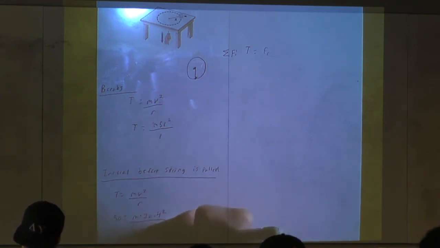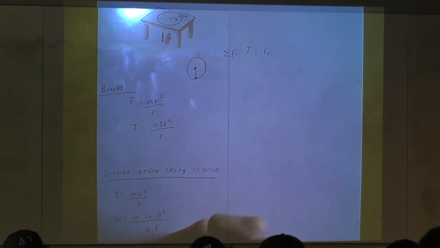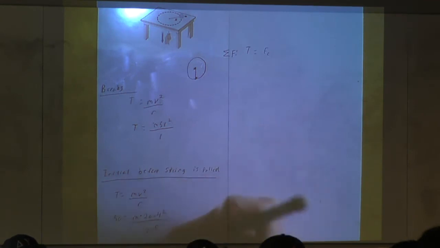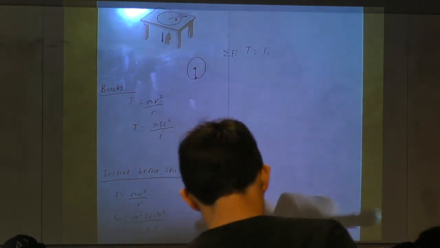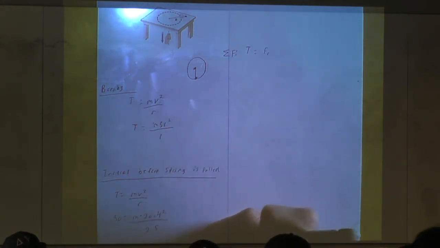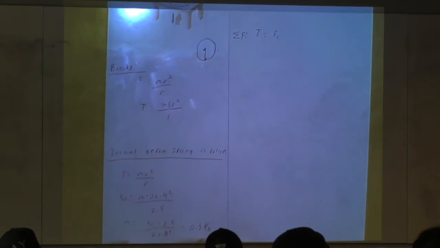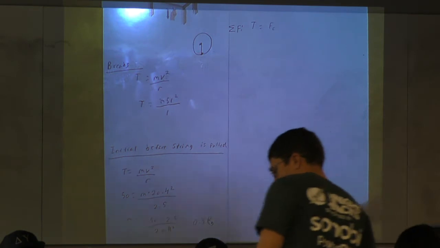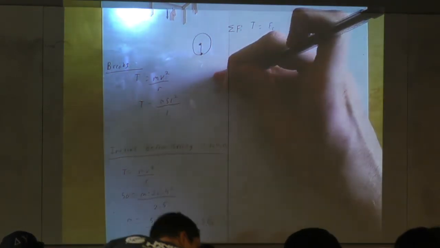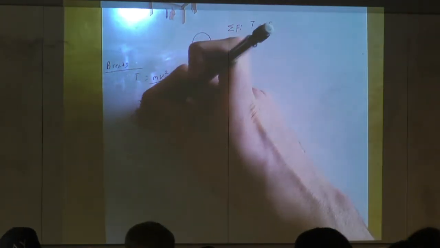So m equals 50. Okay. Good. So once we find the mass, you can just take that and plug it back up there. See if I can do this without writing over everything.